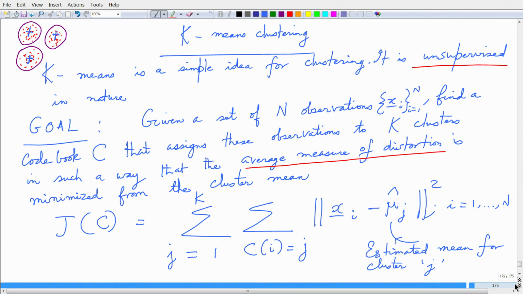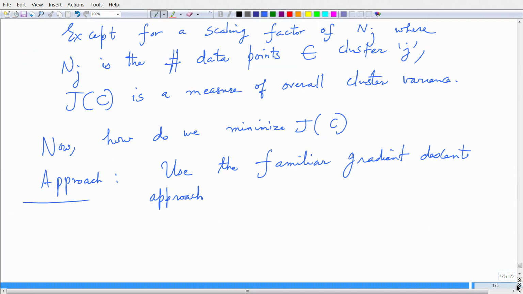Now, how should we go about this problem? There are 2 steps. We have to compute this mean mu_j here, and then we have to update the code book. There are 2 steps. So, let us see how we can go about doing this.